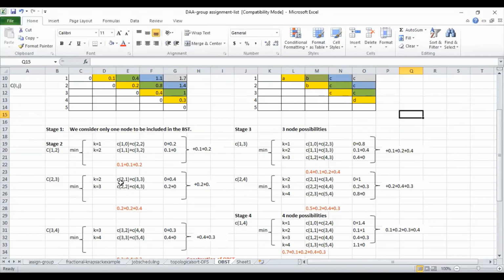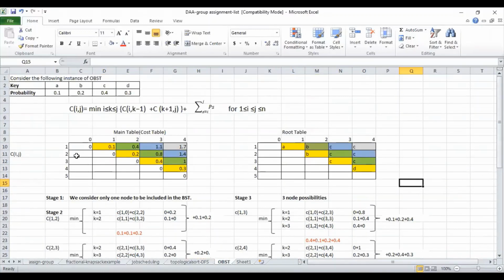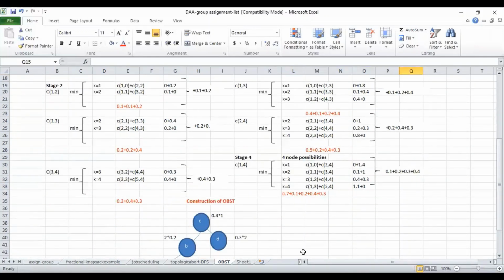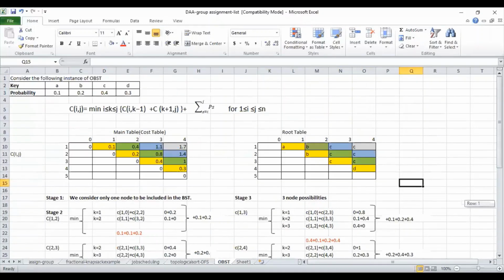So with 2 and 3 as the possibilities, we have C of i, k minus 1. What is i? i is 2 and k minus 1 will be 1, plus C33: 0.4 and 0.2. The minimum among them will be 0.2. So 0.2 plus their search probabilities would be this value, which is entered in the cell C23, 0.8. Similarly, we find the solution for C34 as well, and the values are entered here. All these green cells show the second stage solution.